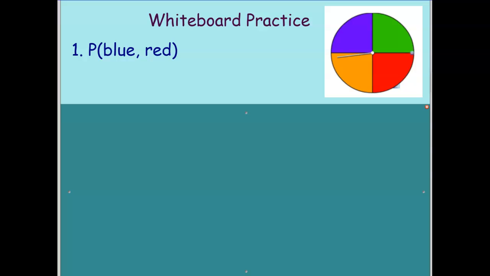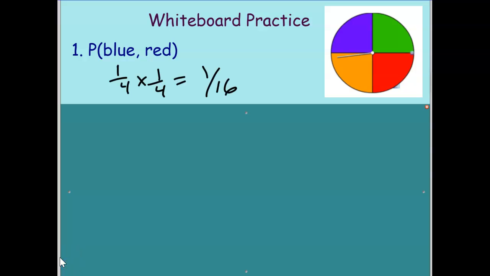Okay, grab that whiteboard or that scratch paper. I want you to find the probability on my little spinner here of spinning a blue and then spinning a red. So remember, find those fractions, multiply them together. Hit pause and then play again when you're ready to go.